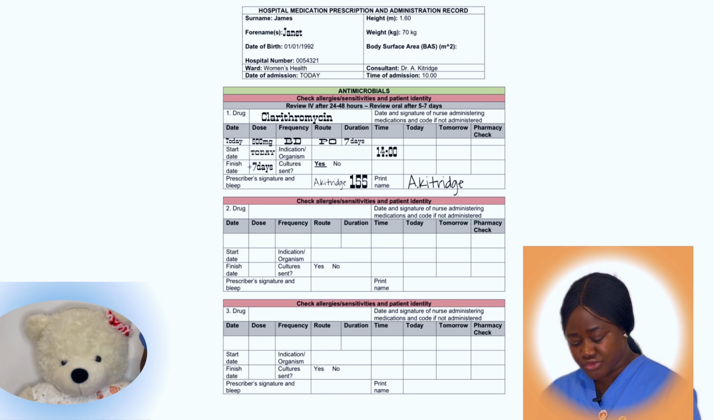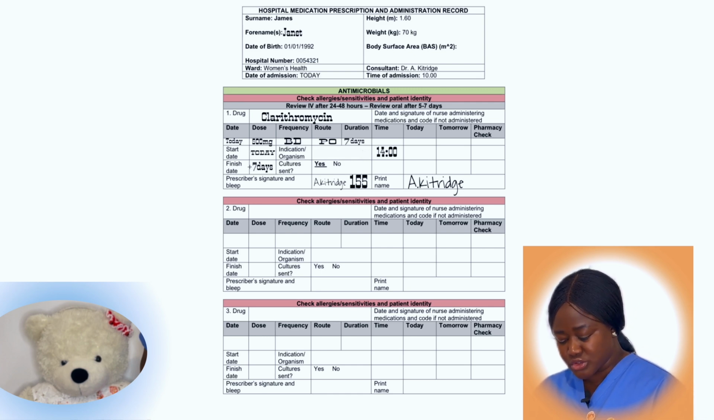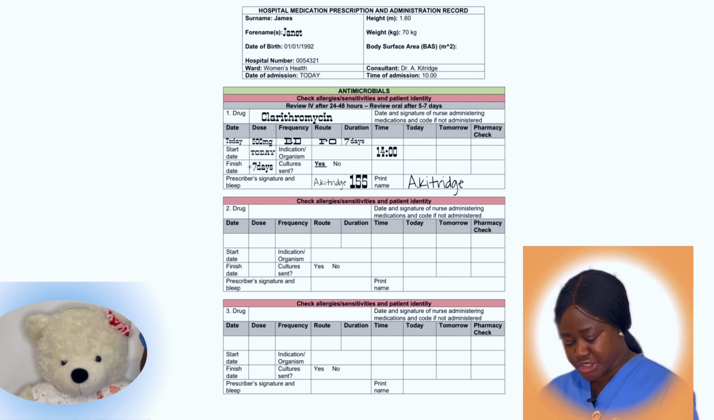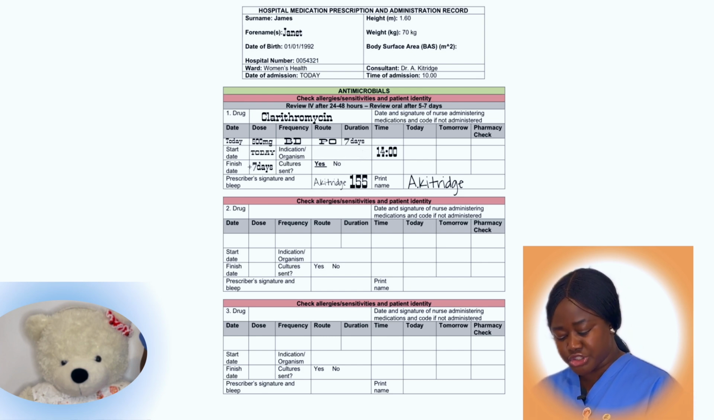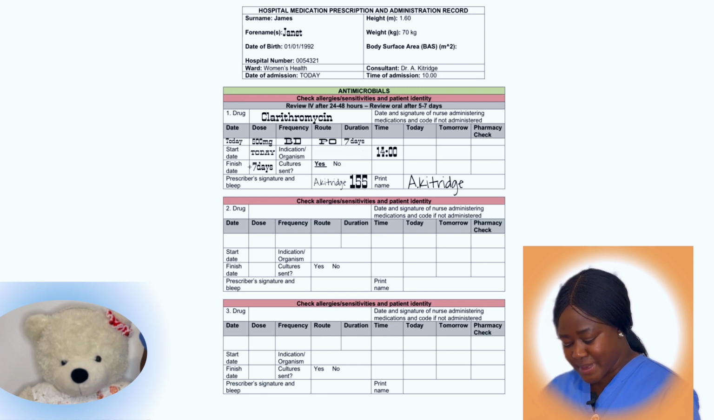Clarithromycin, date is today, dose 500 milligram. Frequency is 2 times daily. Route is per oral. Duration is 7 days. Start date is today. Finish date is plus 7 days. Culture sent yes. Indication is antibiotics and prescriber signature.